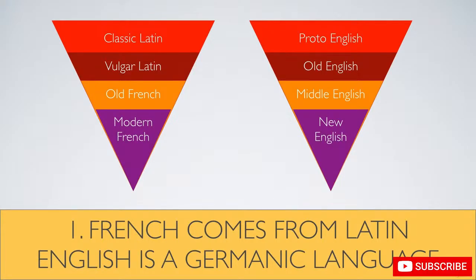English, however, started from Proto-English, which developed from a number of different influences in the area, some of which were German, some of which were from Norway, and then it developed into Old English, and then into Middle English, and then into New English. New English is what we speak today, and I believe we've been speaking it since about the 1500s. Same with Modern French, we've been speaking Modern French since about the 1500s as well.